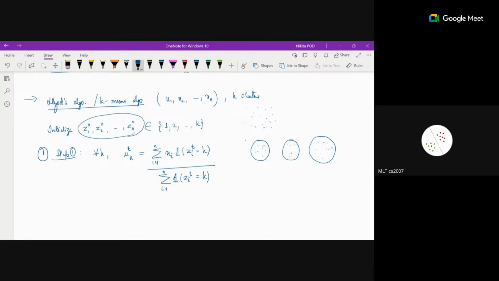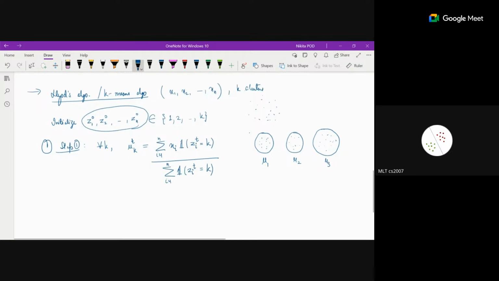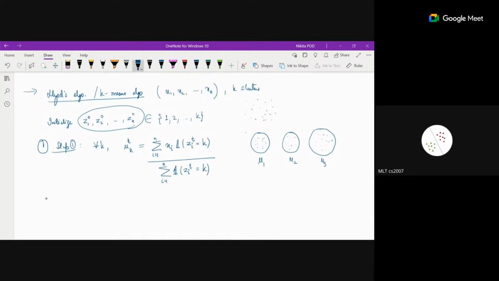Let's say if I talk about the first iteration. In the first iteration, you can compute the mean. So I can compute mu1, I can compute mu2, and I can compute mu3, right? At any iteration, you will have this. And step 2 that you will have is the reassignment step.